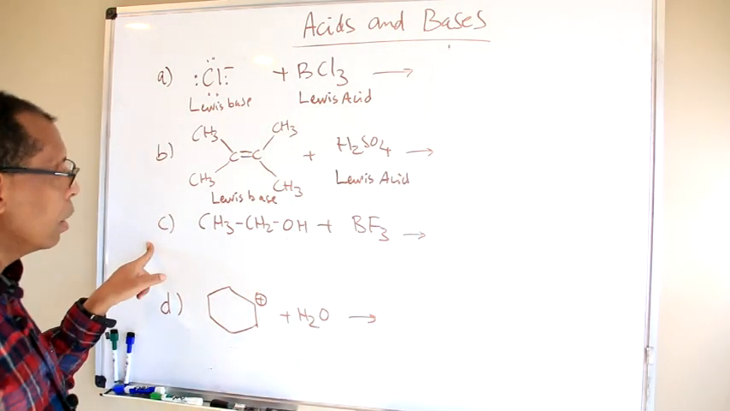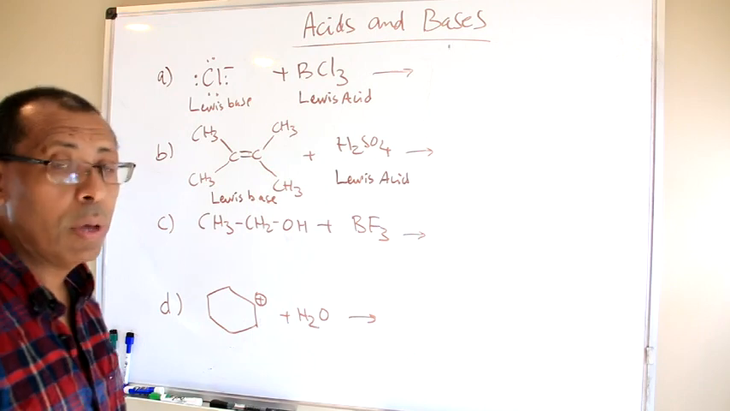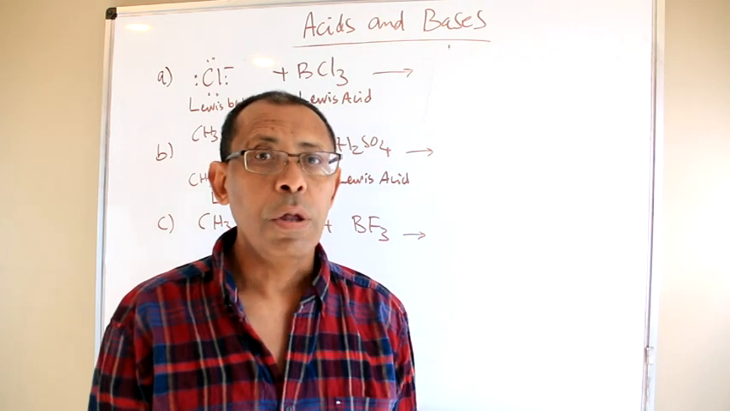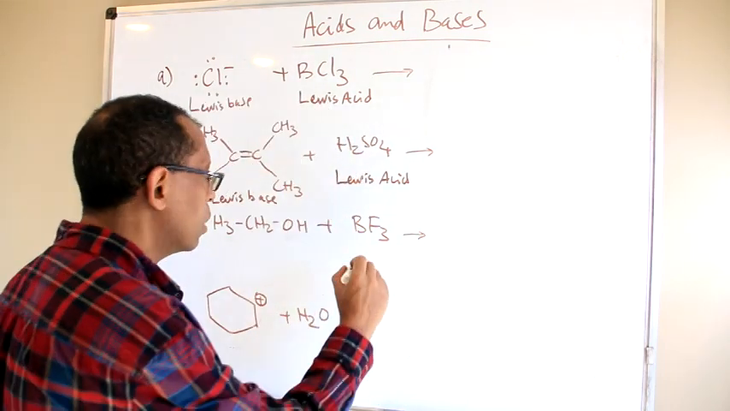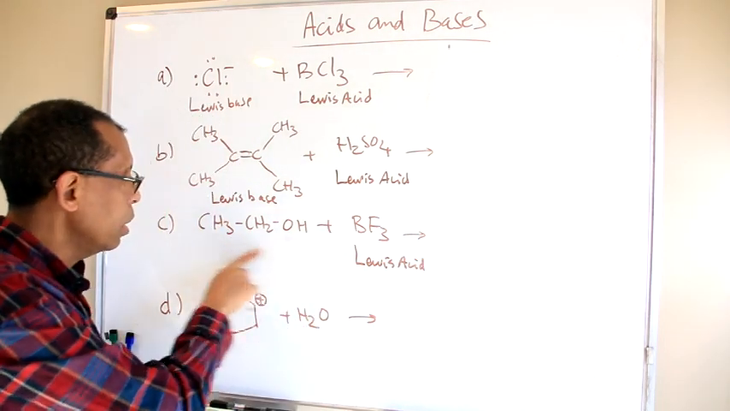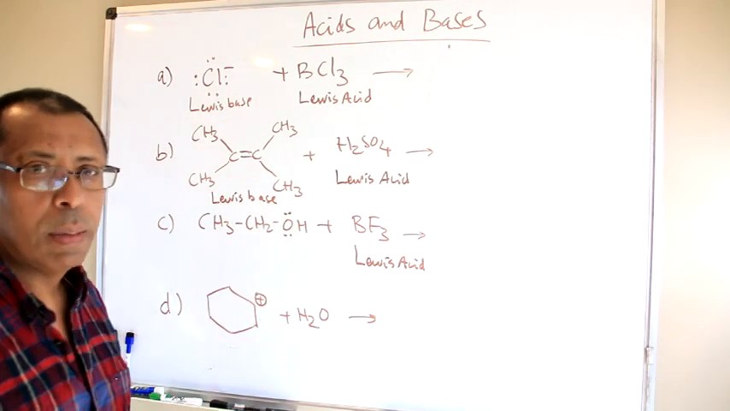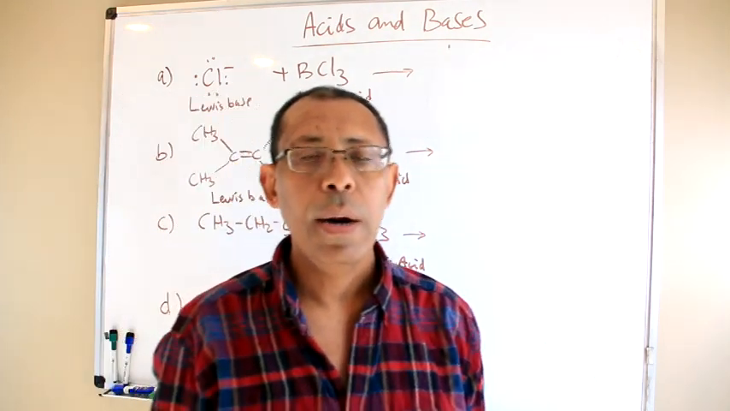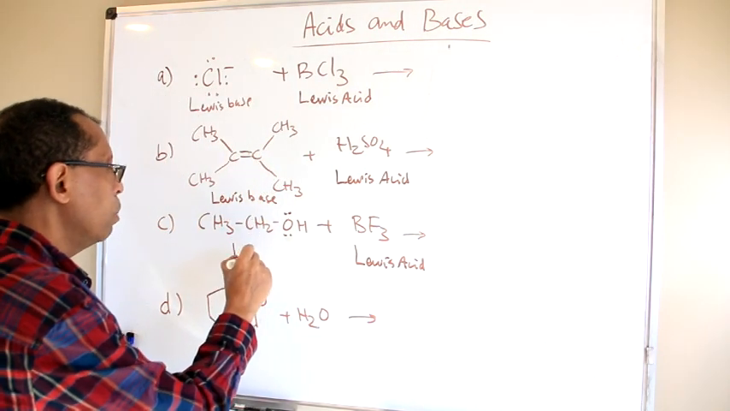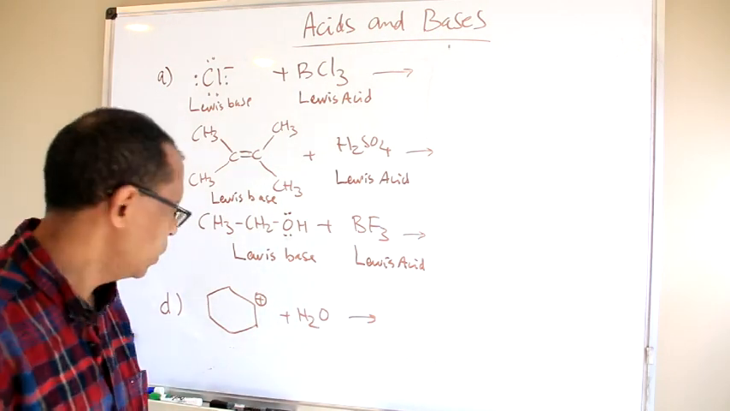Okay, in reaction C, what you see here is boron trifluoride. Like the example I gave you, boron is electron deficient, so usually it acts as a Lewis acid. So this is a Lewis acid. And as I said, the oxygen always contains a lone pair of electrons. So the basicity comes from those lone pairs of electrons on oxygen. Therefore, ethanol in this case is acting as a Lewis base. And this is a Lewis acid.